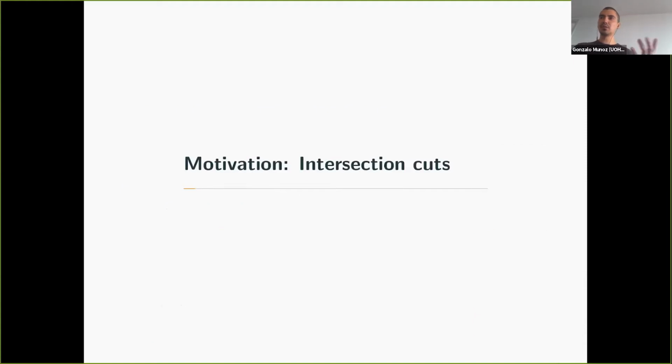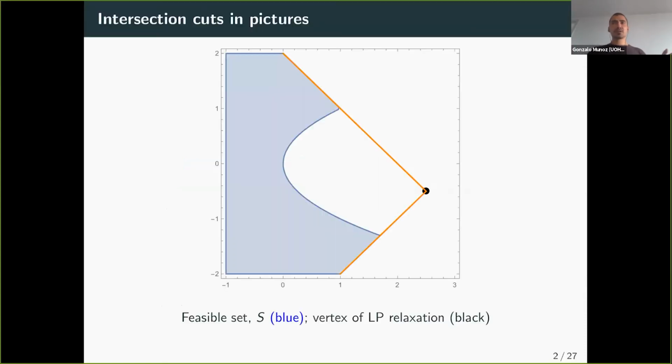So the motivation of our constructions, of these maximal quadratic-free sets that I will define in a second, comes from intersection cuts, okay? Intersection cuts are probably very familiar to many of you, but I'm going to introduce them with a few pictures just in case you haven't seen them. So the idea is the following.